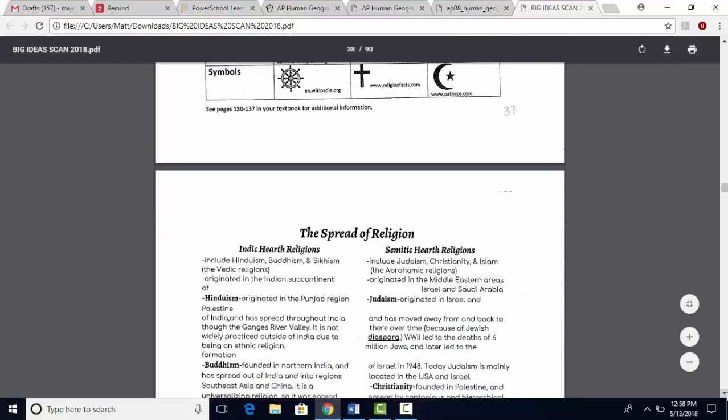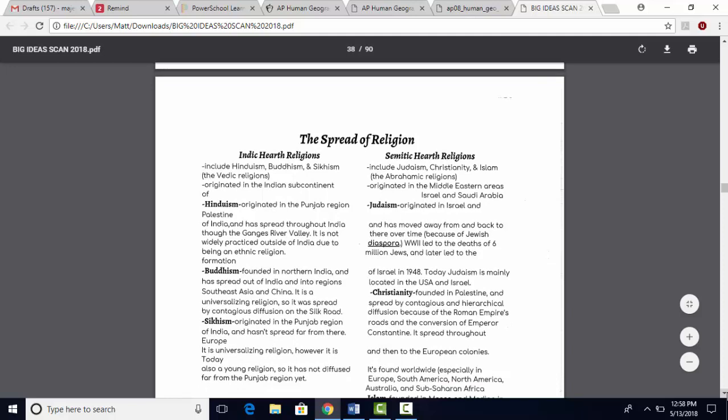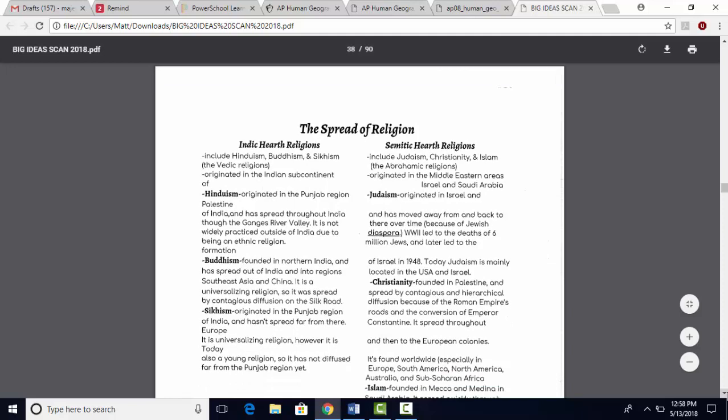All right, the spread of religion. Remember, out of the Indic hearth, we're going to get Hinduism, Buddhism, and Sikhism, because they all really developed in India. Sikhism is a newer version. Of course, Hinduism, as you know, has spread throughout India, through the Ganges River Valley. It's not really practiced that much outside of India because of its ethnic faith status.